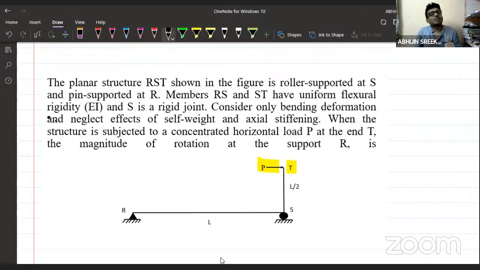So we have different methods for finding slopes and rotation in the structure, slopes or deflection at various points in a structure. We have the double integration method, Macaulay's method, strain energy principles. We can use even standard results for finding the answers. Whatever the method you use, it's actually up to your aptitude.